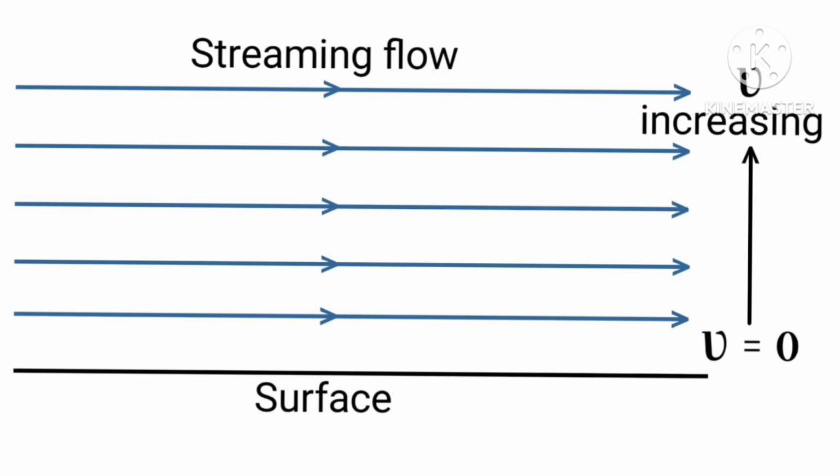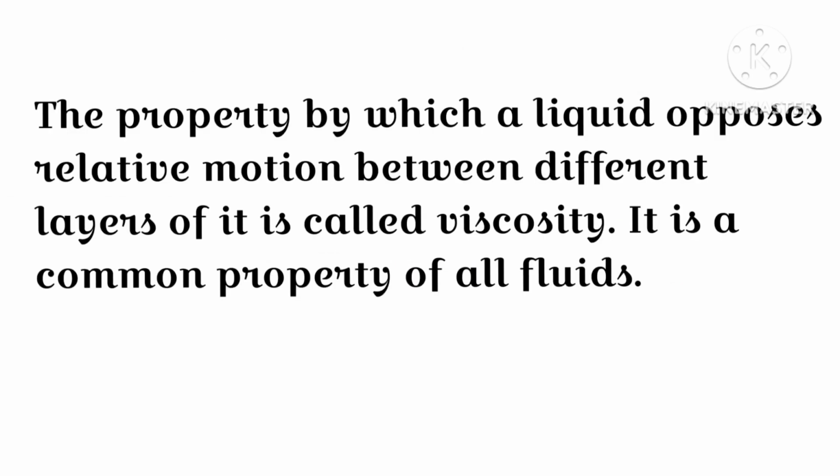The tendency of this force, known as viscous drag, is thus to destroy the difference in velocity between the two layers. Unless some external force is applied, the viscous drag will ultimately stop the motion of the liquid. The property by virtue of which a liquid opposes relative motion between different layers of it is called its viscosity. It is a common property of all fluids.